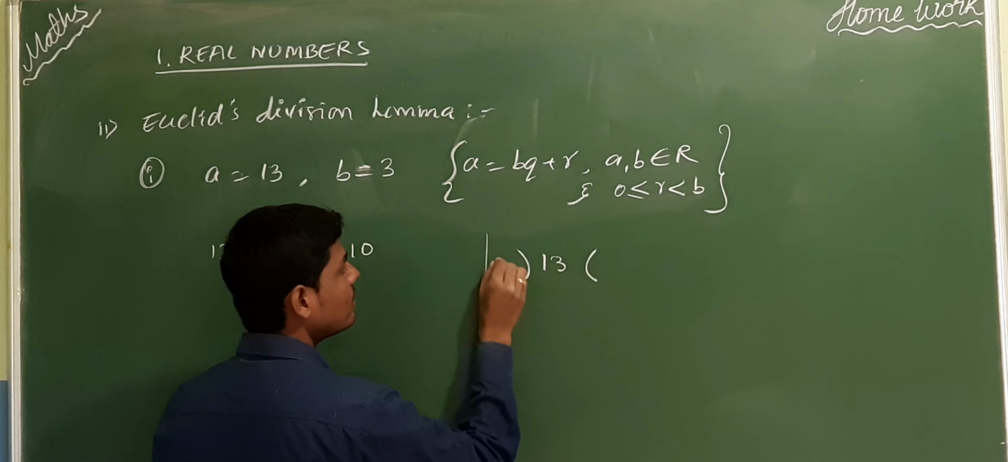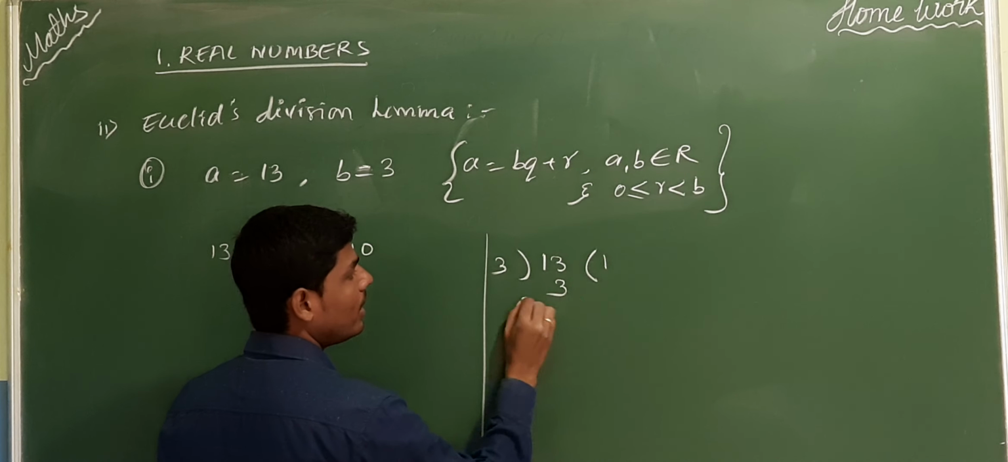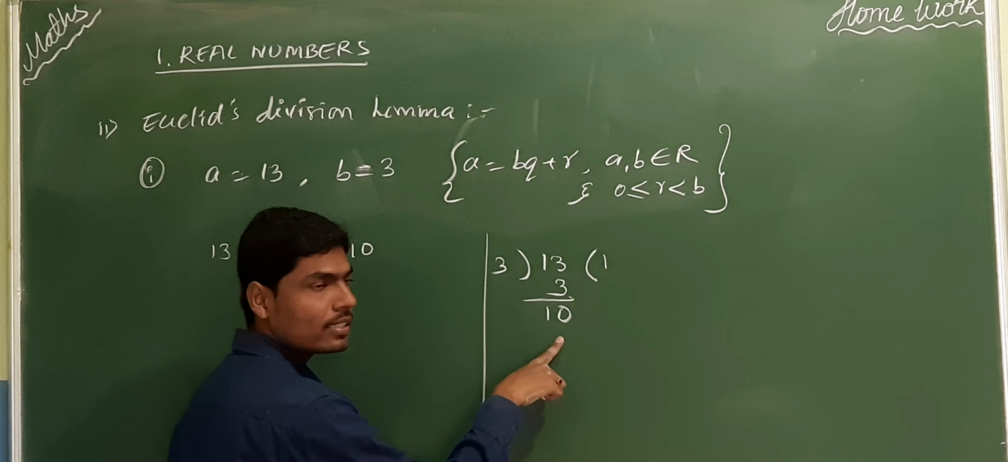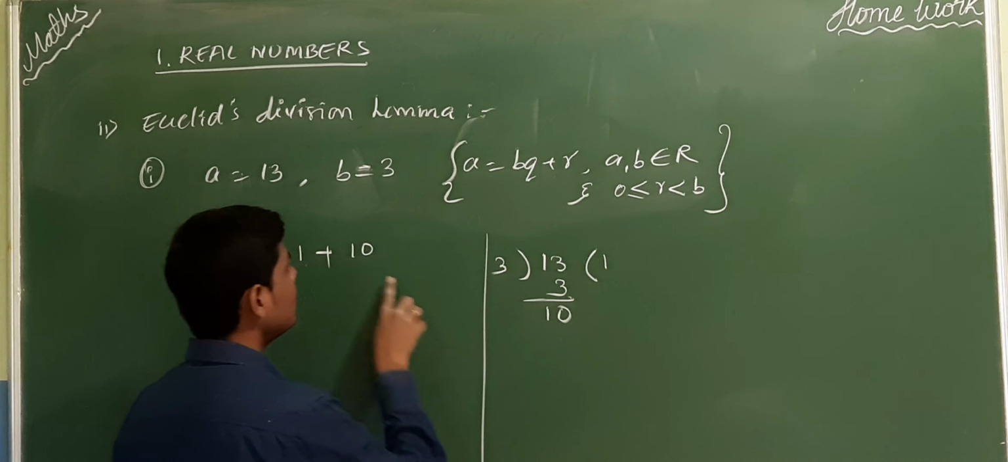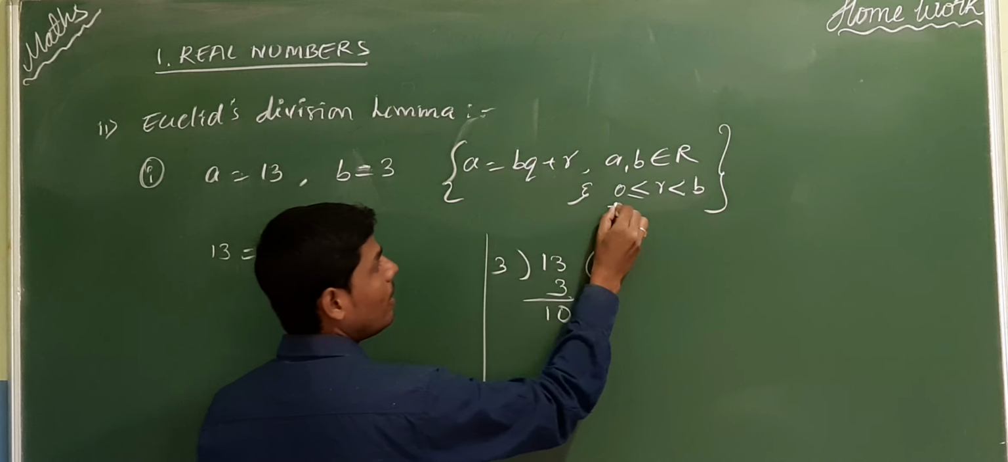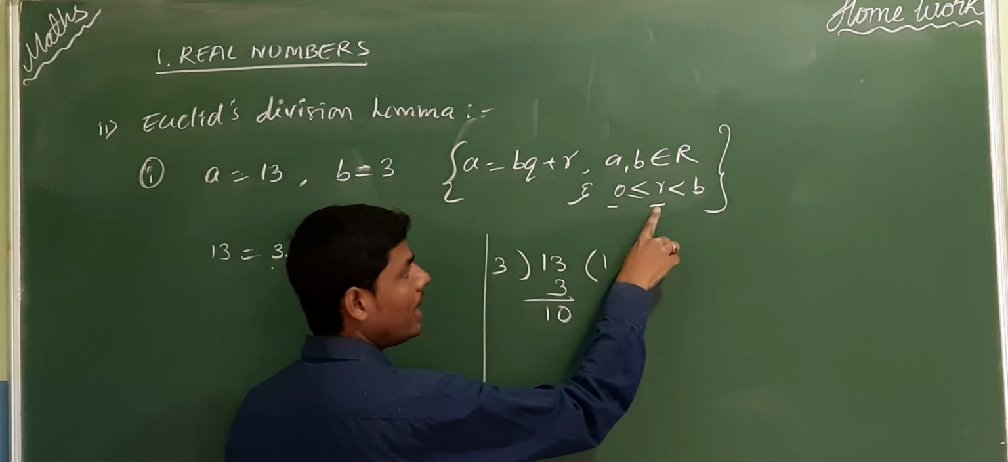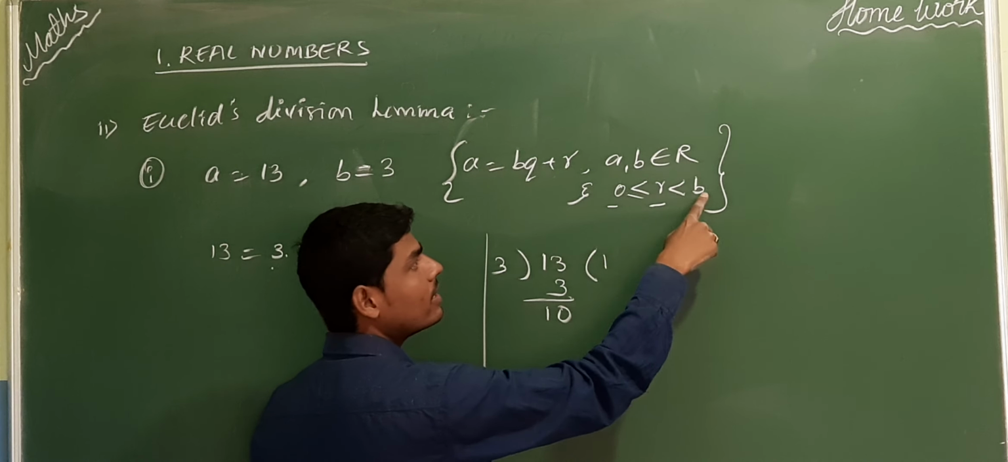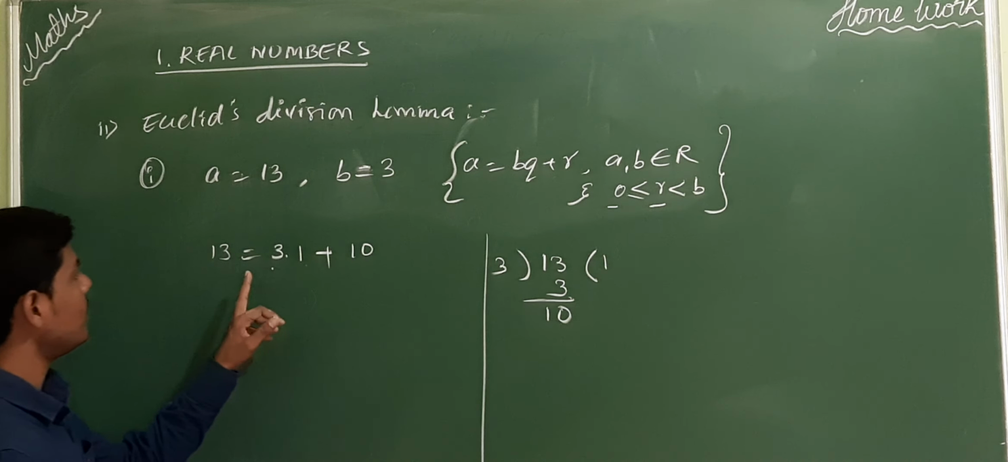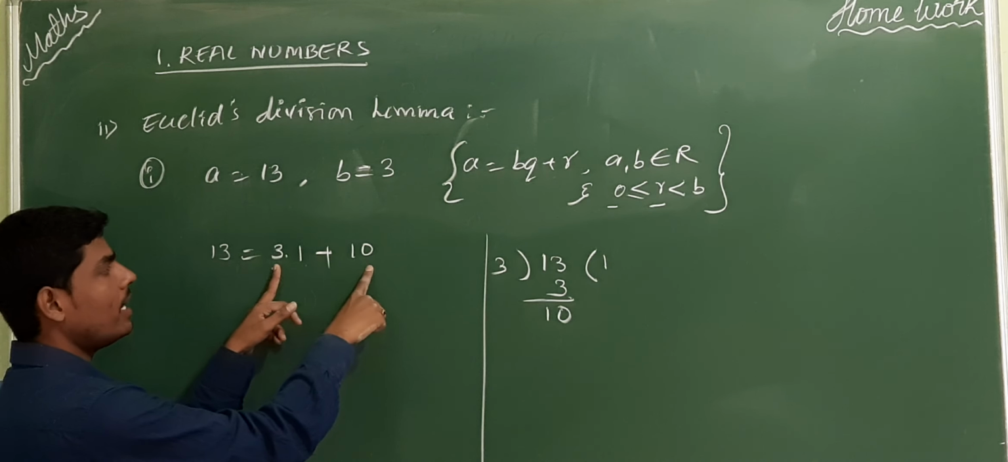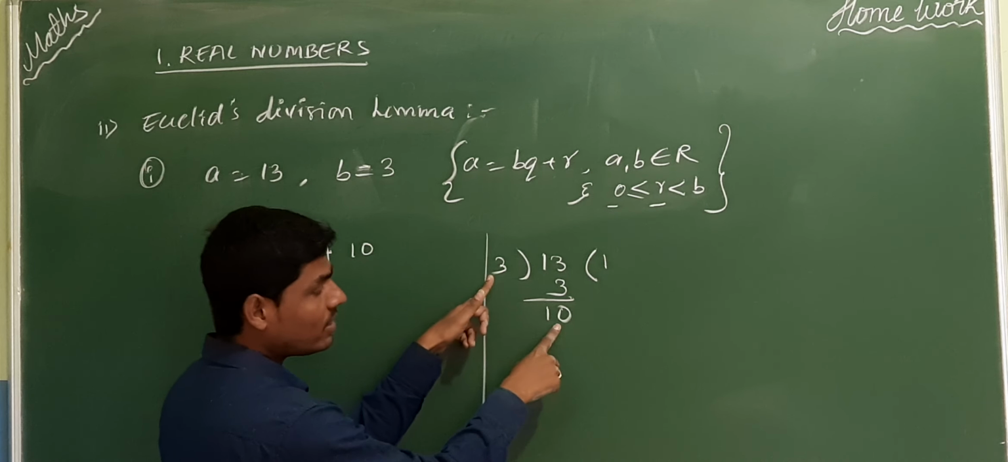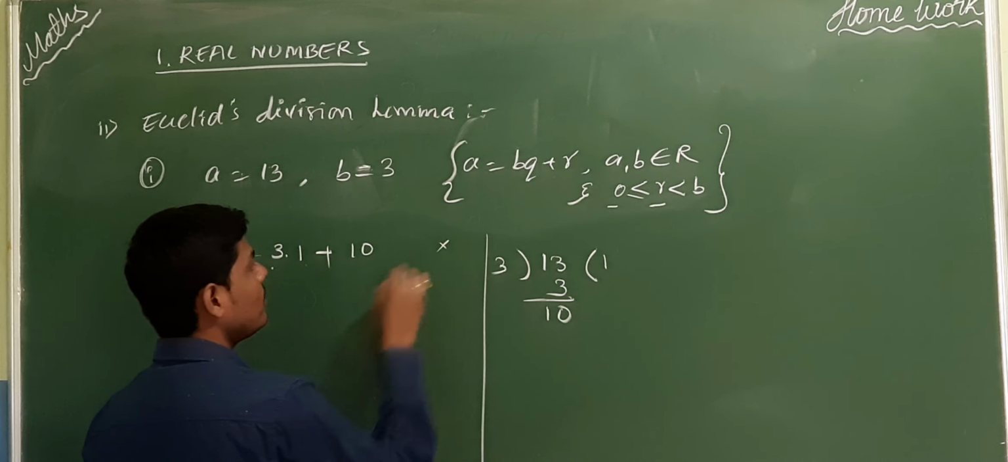So for applying this very well, you take divisions. 13 divided by 3. 3 ones are 3. You are getting remainder 10. 3 into 1 plus 10. What should it be? The remainder is always less than the divisor. What is the divisor here? 3. What is the remainder here? 10. Is it correct? No. This step is wrong.